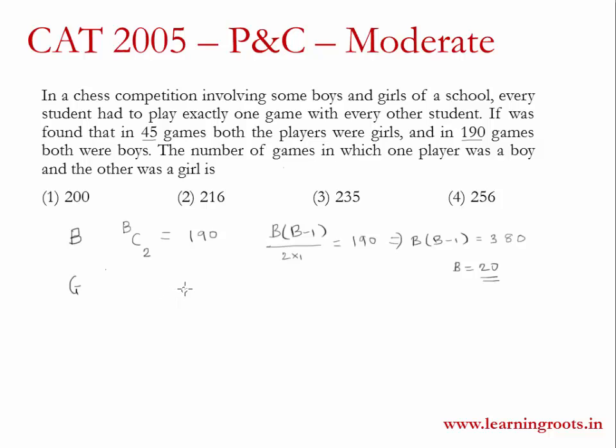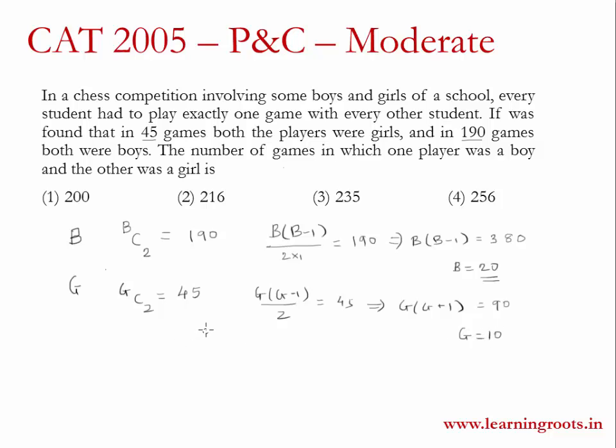So a similar exercise we'll have to do for girls. Now two girls can be selected in GC2 ways, and GC2 is what they have given as 45. G into G minus 1 upon 2 will be 45, and this will give you G into G minus 1 as 90. So 90 is close to the square of 10, or the square of 9 also. So you can say G into G minus 1 will be nothing but 10 into 10 minus 1, which is 90. So G from here will be 10.